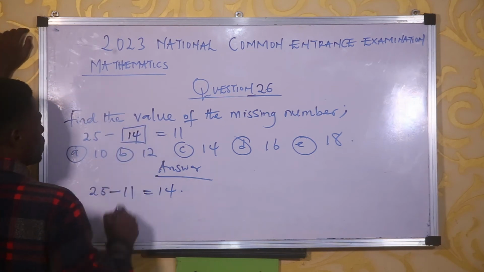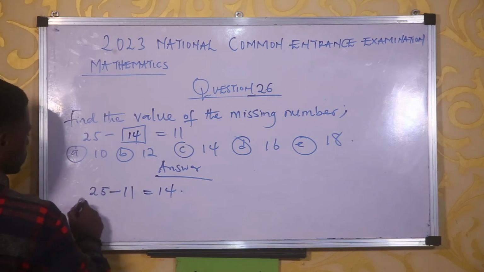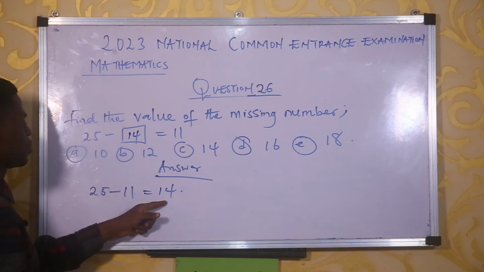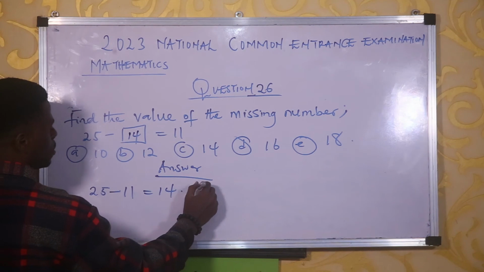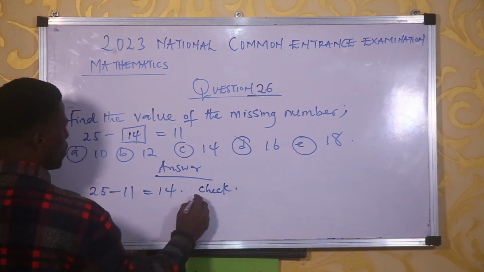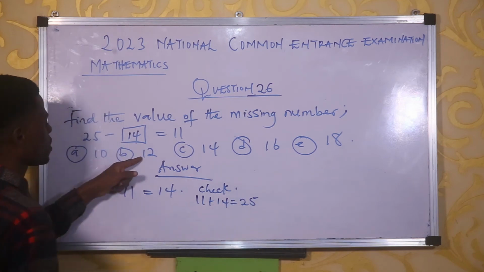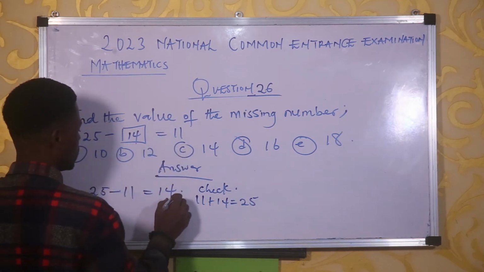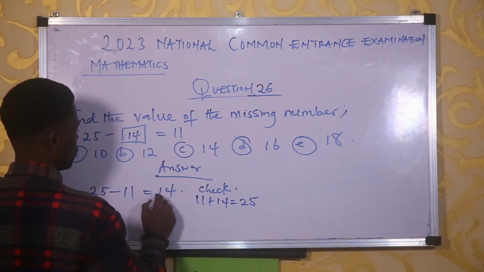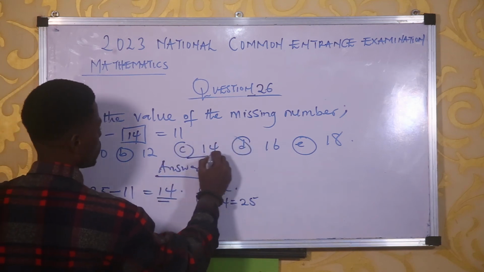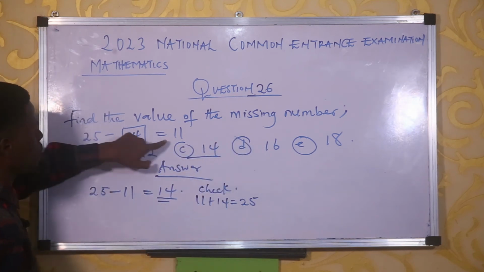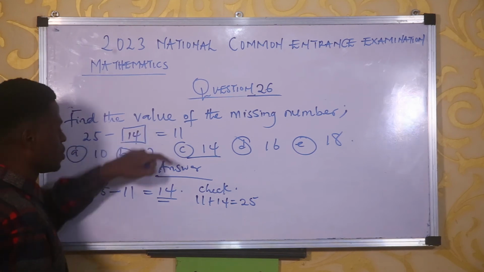So definitely our answer here is 14, because 25 minus 11 is 14. To check, let's see whether it will give us 25. 11 plus 14 will give us 25. So definitely our answer is 14, which is option C. 25 minus 14 gives us 11. So that's our answer.